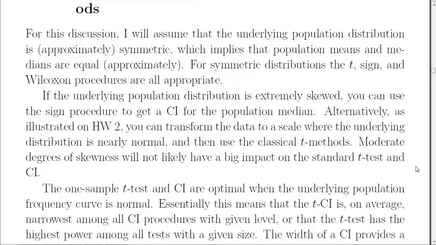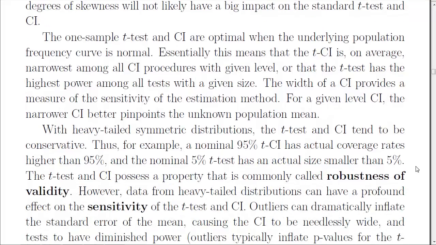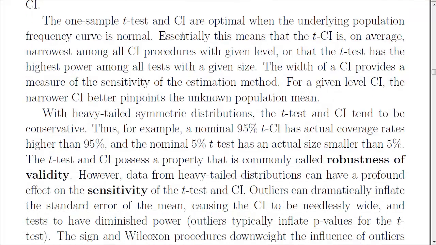All right. When we have those normality assumptions met, then the t-test and t-interval are going to be the optimal tests. It's going to give us the narrowest confidence intervals and the most powerful hypothesis tests among all other procedures to test for means or construct confidence intervals.